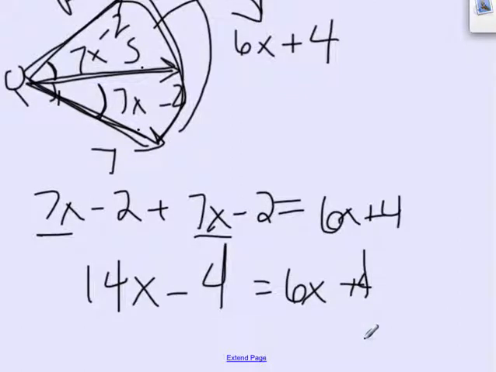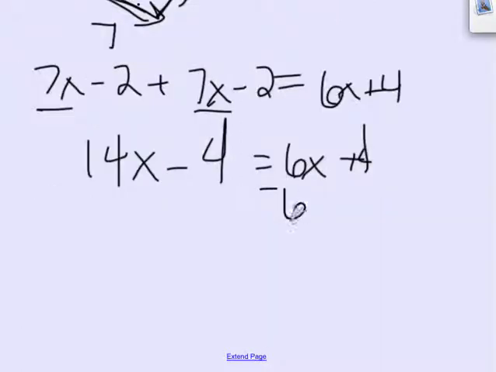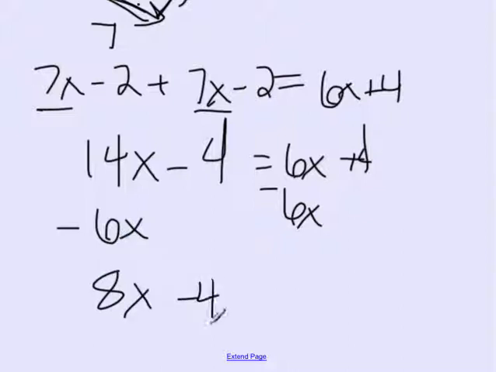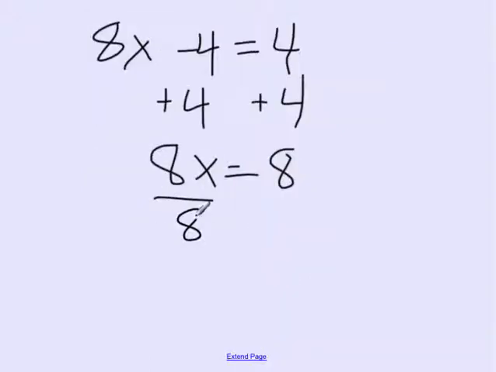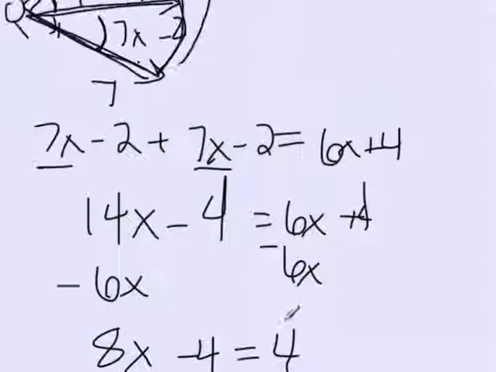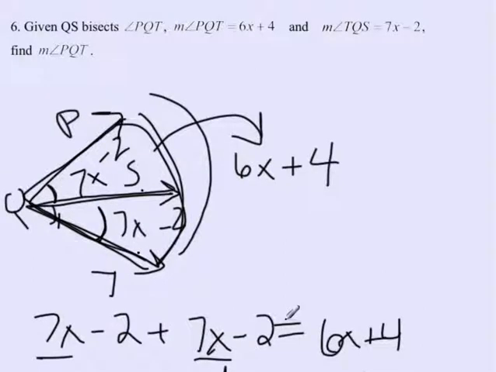So the next thing I'm going to do is subtract 6x from both sides. Well, 14x minus 6x is going to give me 8x. You always want to have your x's on the same side. So then I'm going to add 4 to both sides to keep solving for that x. Well, 4 plus 4 is 8. 8 times x, well, we need to divide both sides by 8, and we get that x is equal to 1.